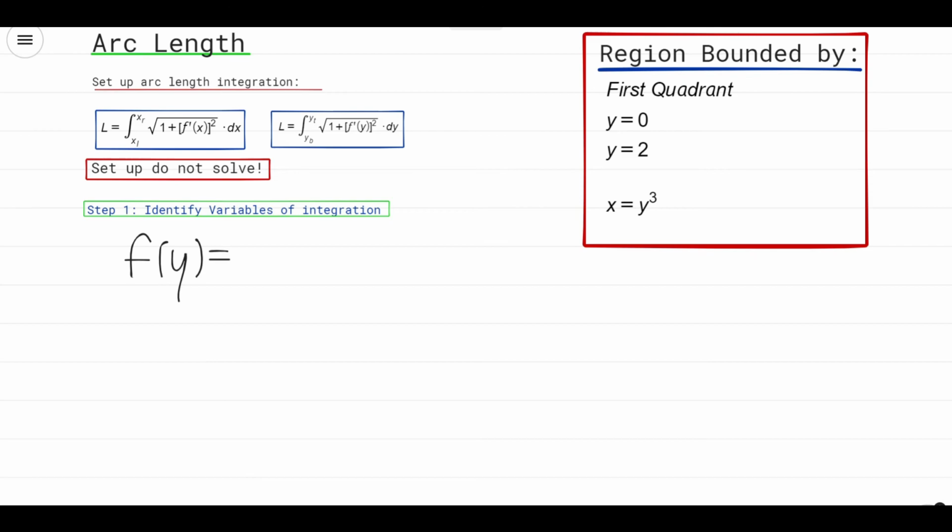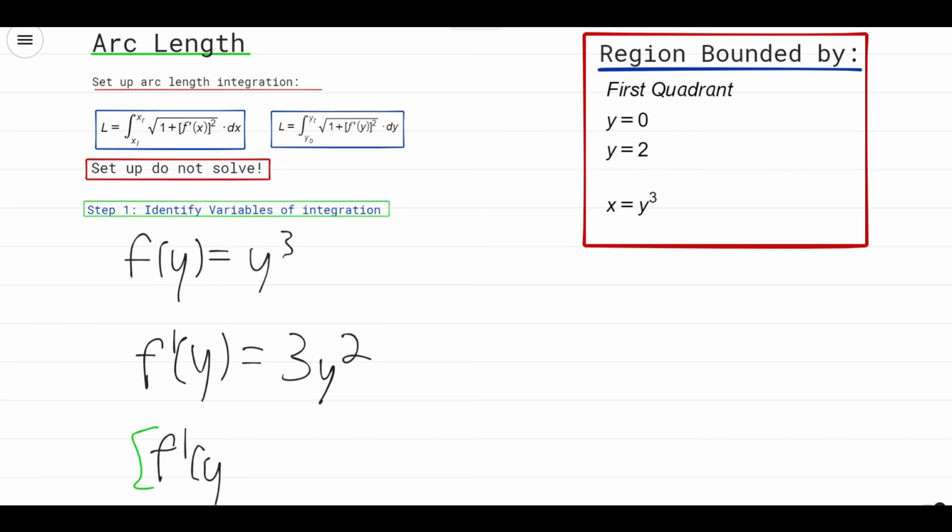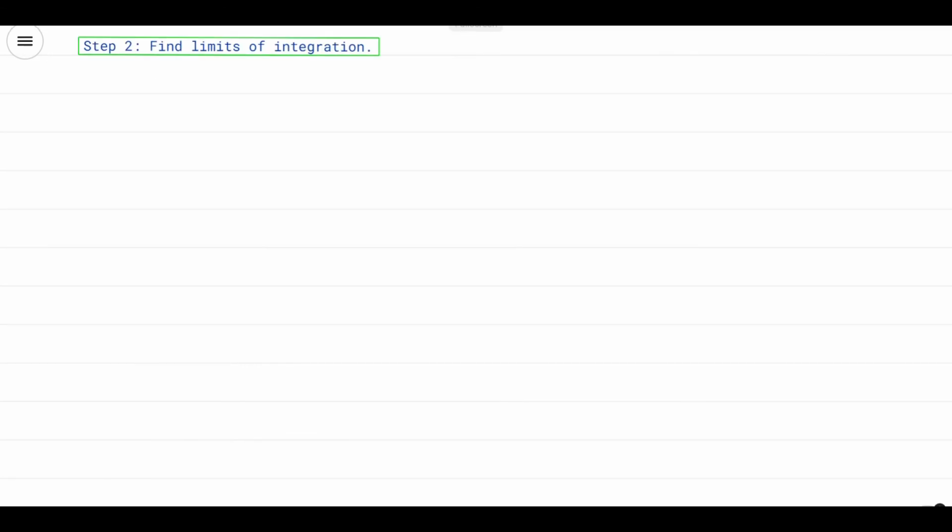So f of y is equal to x, which is equal to y cubed. Thus f prime y is equal to 3y squared. Thus f prime y squared, when we square, is equal to 3y squared raised to the square power. So we're going to square each term individually, and we get 9y to the 4th power. Step 2, we're going to find the limits of integration.